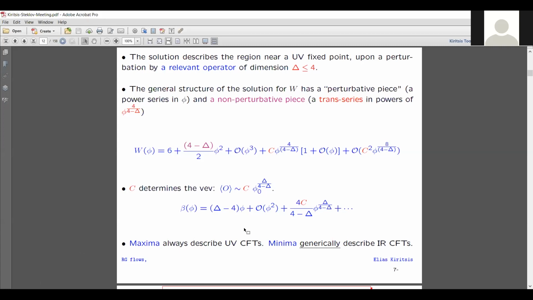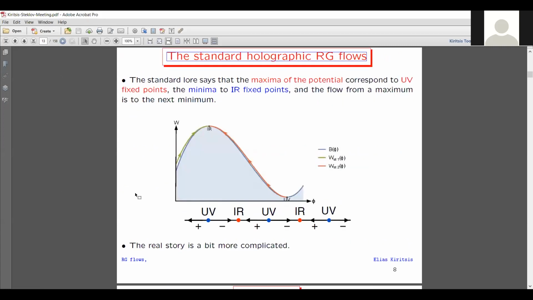Maxima always describe ultraviolet conformal field theories, but minima generically describe infrared CFTs, but there are exceptions, and we will see them later. So let me describe quickly the flows you've mostly seen, which are the vanilla holographic renormalization group flows. What I'm plotting here is the superpotential as a function of phi, and the blue function that you will see in all the graphs I'm showing you is the lower bound for W, B of phi.